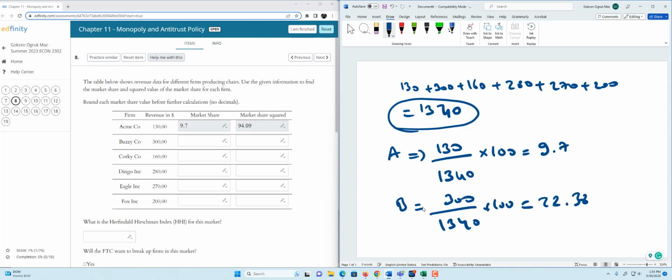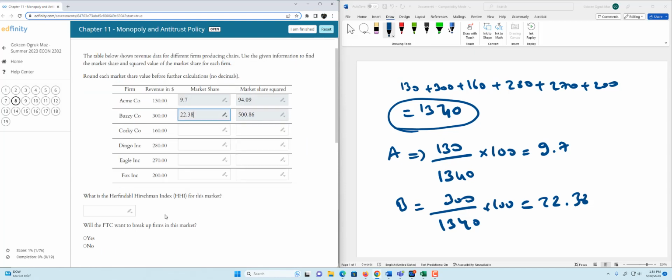That is 22.38. And 22.38 times 22.38 will give us 586. So this is 586 and here is 22.38. And what is the Herfindahl-Hirschman index for this market?